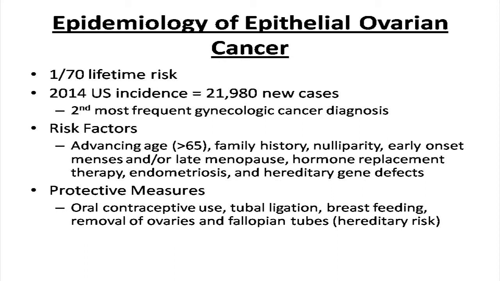Protective measures that women can take to avoid or to prevent epithelial ovarian cancer would include oral contraceptive use, tubal ligation, breastfeeding, removal of the ovaries and fallopian tubes, and this pertains really only to the group that is diagnosed with hereditary breast and ovarian cancer, BRCA1 gene mutations.